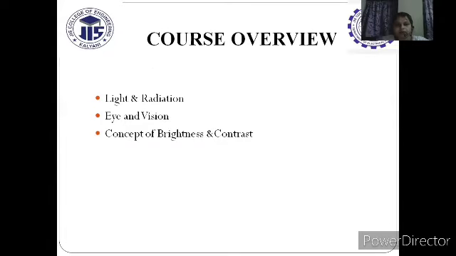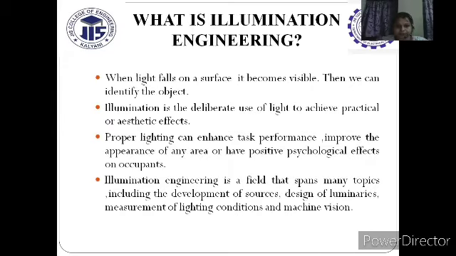Now, today's overview is light and radiation, eye and vision, concept of brightness and contrast. Before we start the topics, first of all we should know what is illumination and what is illumination engineering. Basically, when light falls on a subject, it becomes visible and we can recognize the object by its shape, its color, and we can visualize its identity. That is called illumination.